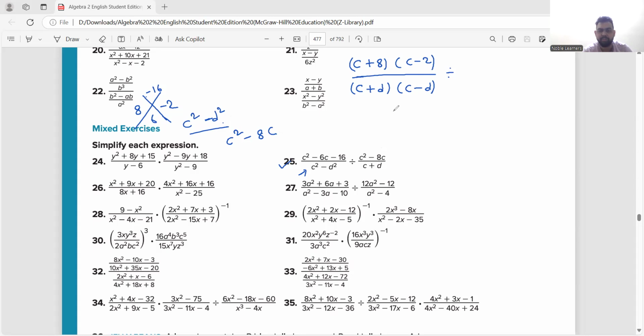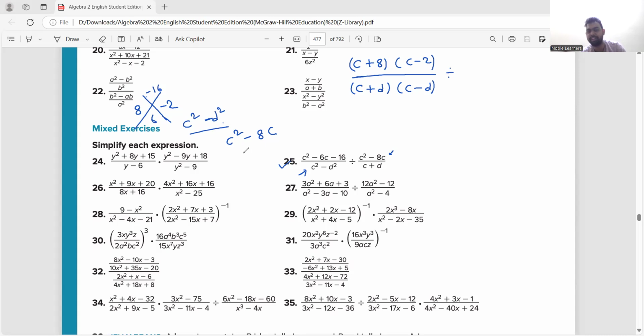This one: C square minus 8C. Do we have a pair over there? Pair means a group of two, like if you have two terms, right? Factoring always needs an even group, and then we always try to take something common out of that.